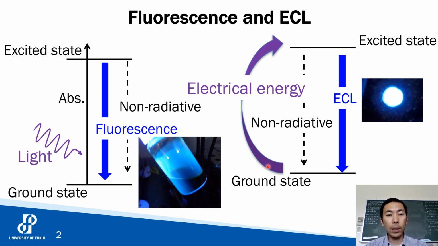In the case of ECL, instead of light energy, you can excite a molecule by applying electrical energy, and then light emission can be seen, which is called ECL. And this is a figure of ECL by applying electrical energy at the electrode.